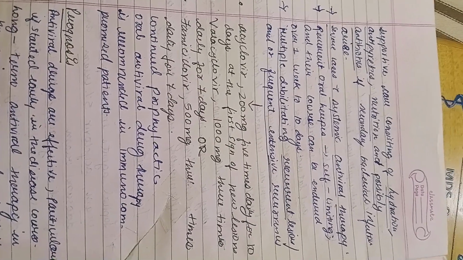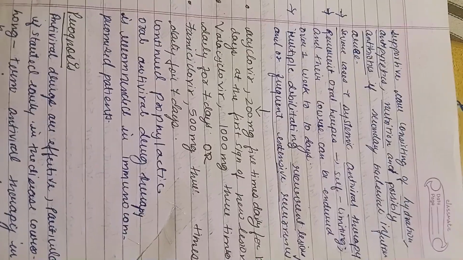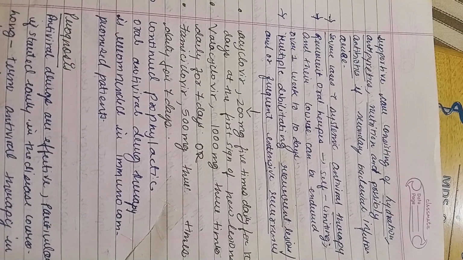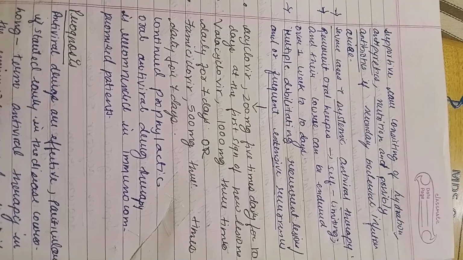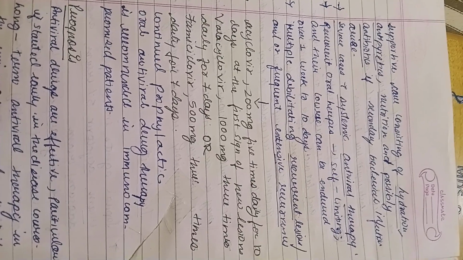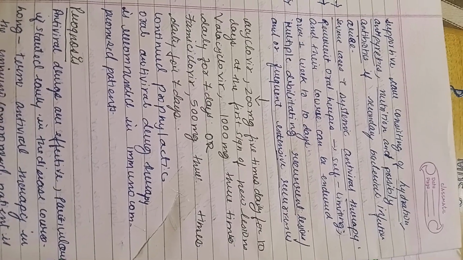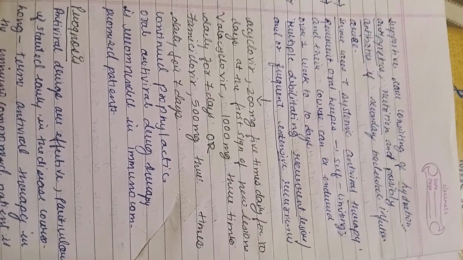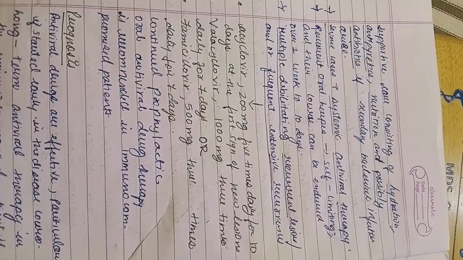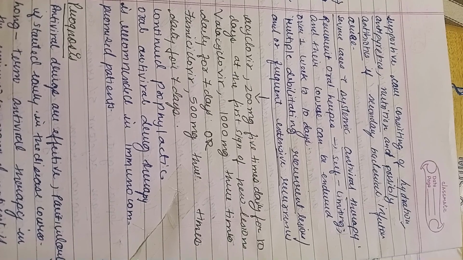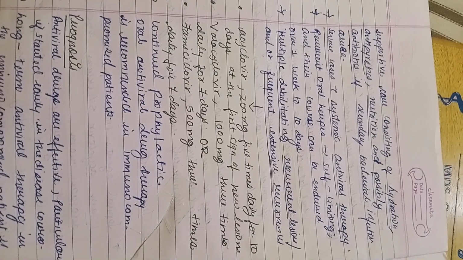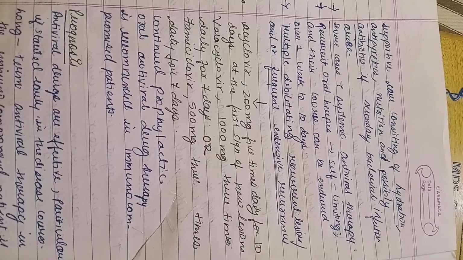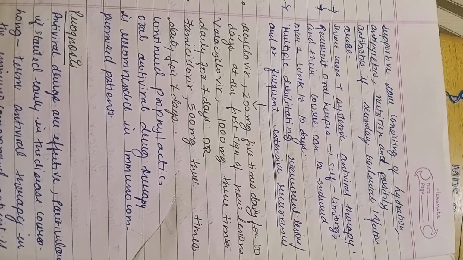Now, recurrent oral herpes is a self-limiting condition and its course can extend over 1 week to 10 days. Herpetic multiple debilitating recurrent lesions and/or frequent extensive recurrences require acyclovir 200 mg 5 times daily for 10 days at the first sign of new lesion. So when there is a new lesion, we will give acyclovir 200 mg. Then we can give valacyclovir 1000 mg 3 times daily for 7 days, or we can give famciclovir 500 mg 3 times daily for 7 days.